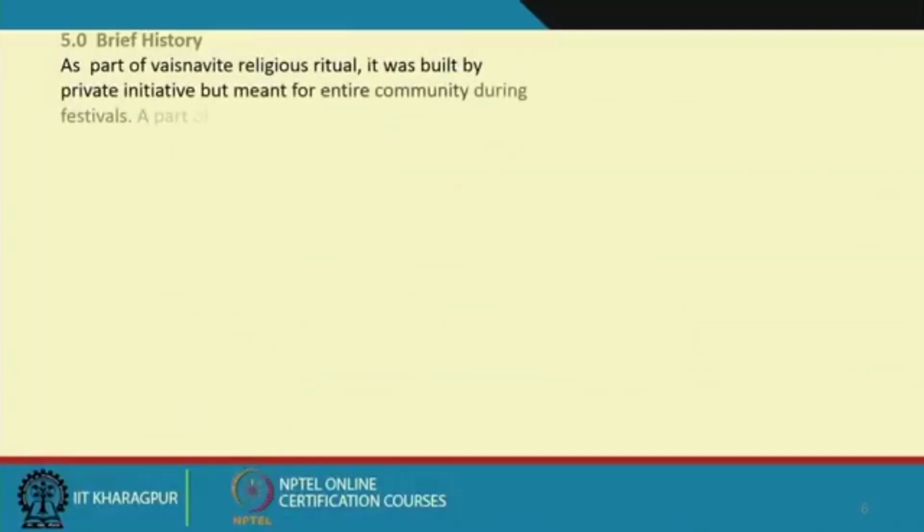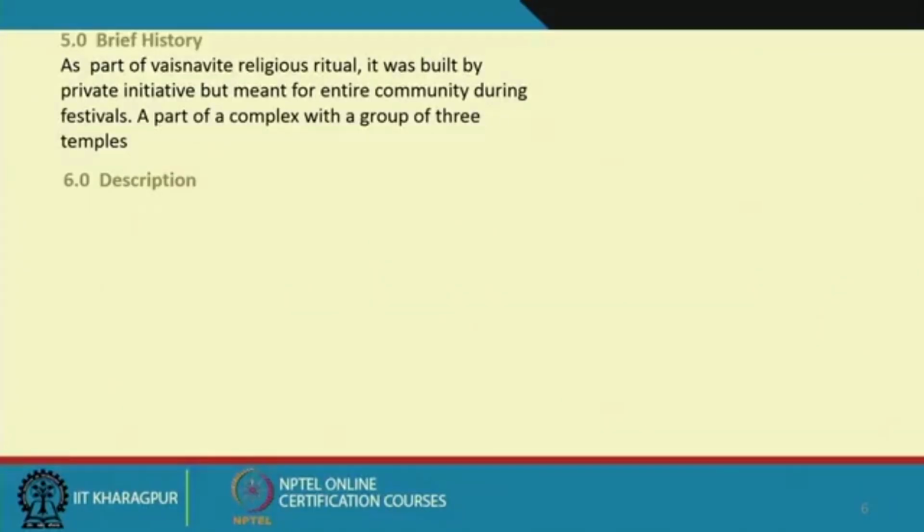So, as I say, as a part of Vaishnavite religious ritual, it was built by a private initiative, but meant for the entire community during the festival, a part of a complex with a group of 3 other temples. So, a site plan also has to be done, showing where it is in relation to the other temples, and in the village, and what the surrounding conditions are. That also has to be drawn, properly surveyed and put.